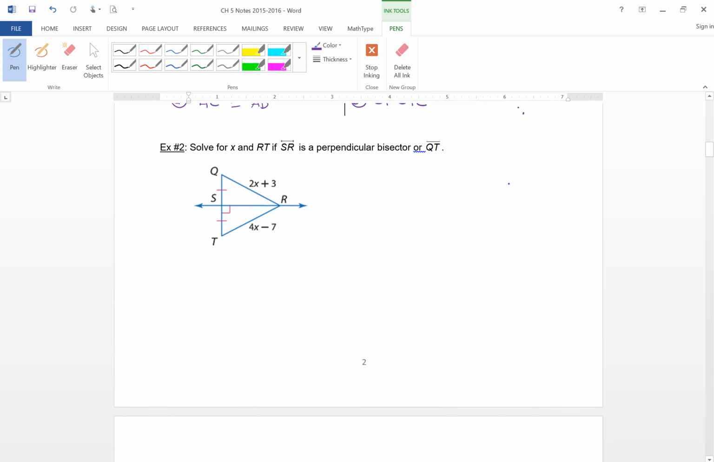Okay, so solve for X, knowing that SR is the perpendicular bisector. These are the types of problems that really show up on the test. If SR is the perpendicular bisector, that means R lies on the perpendicular bisector, so it's equidistant from the two endpoints, Q and T. So 2x plus 3 is equal to 4x minus 7. 2x equals 10, x equals 5.